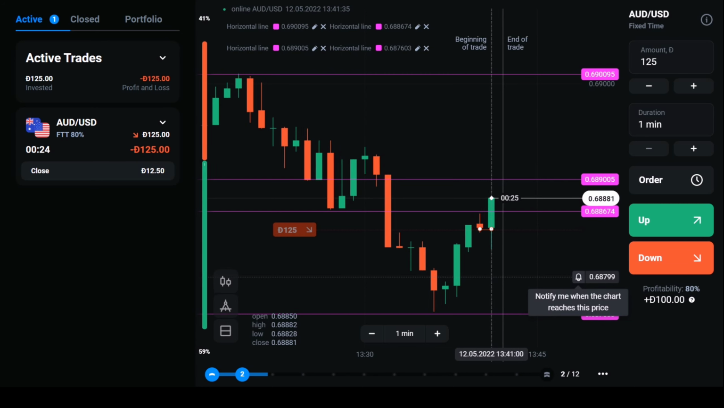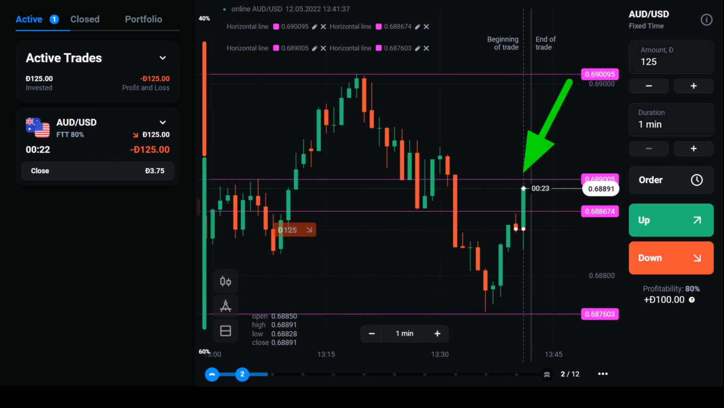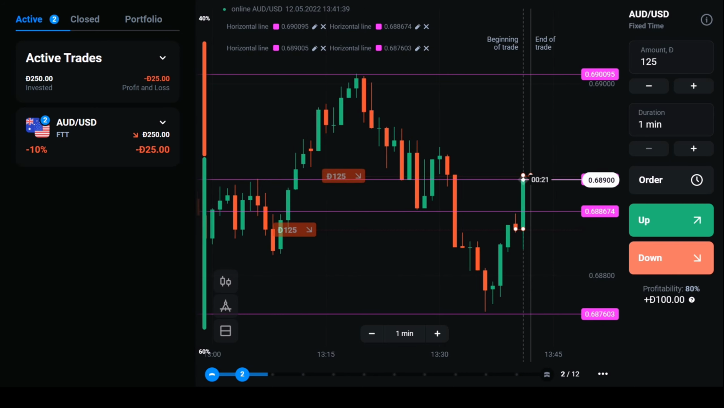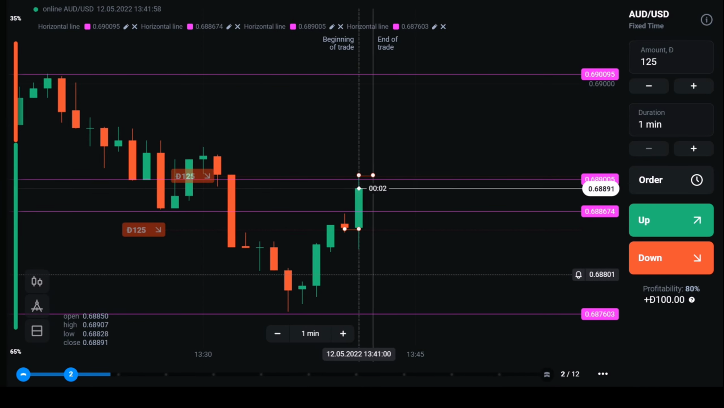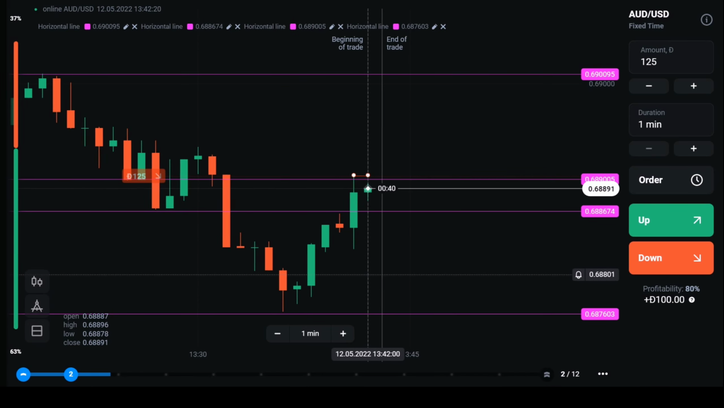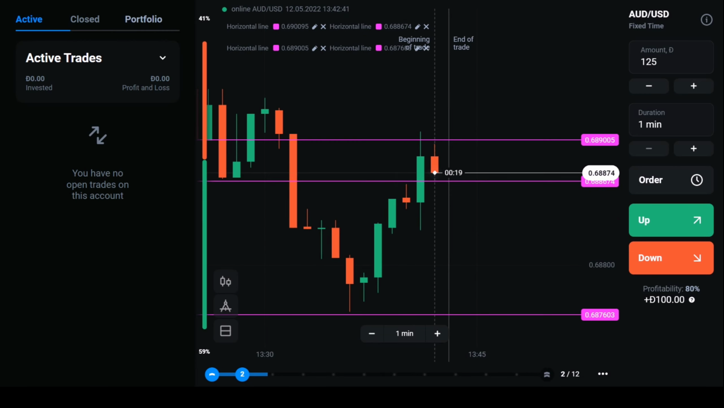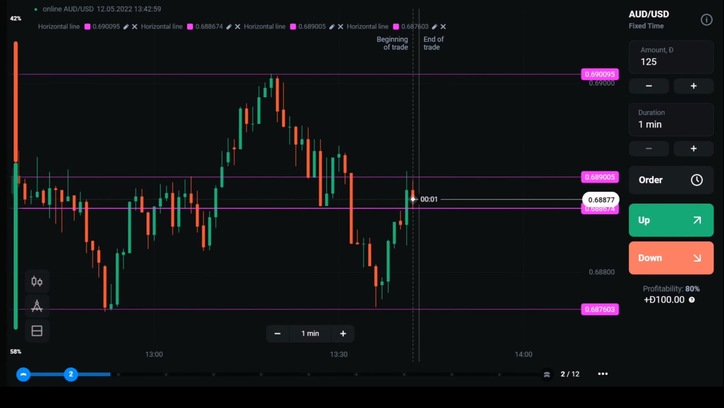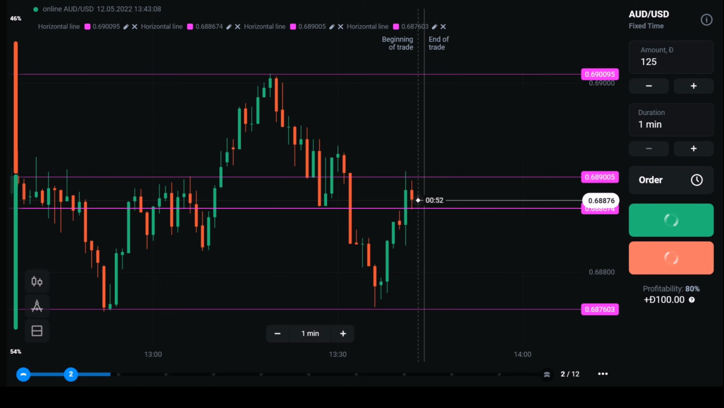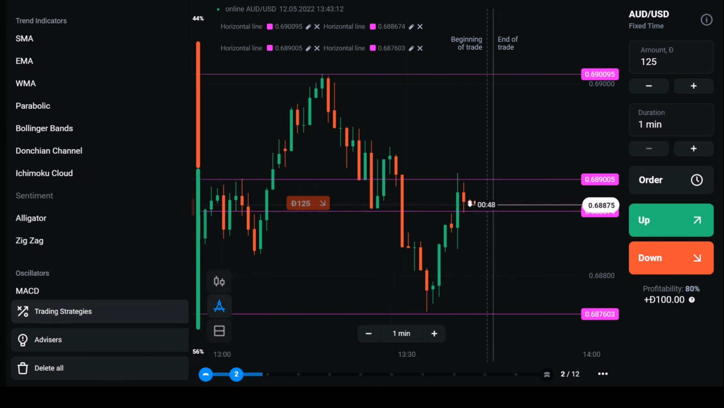So now we will take a double amount trade on this upper resistance. You can take another down trade here. After you use a trend line here, you will know.